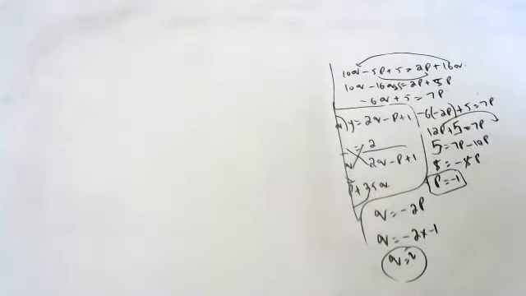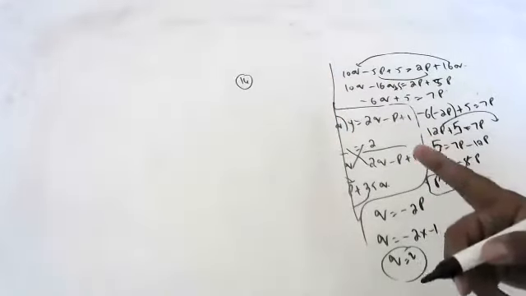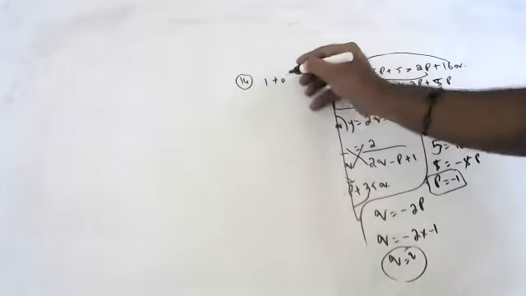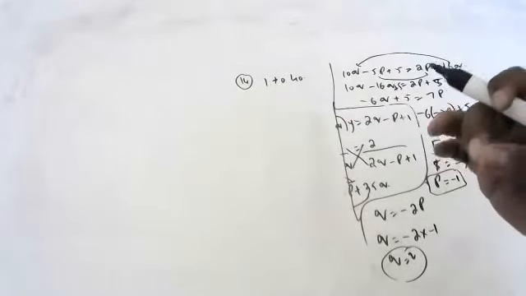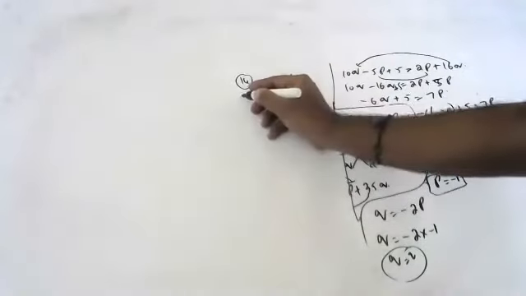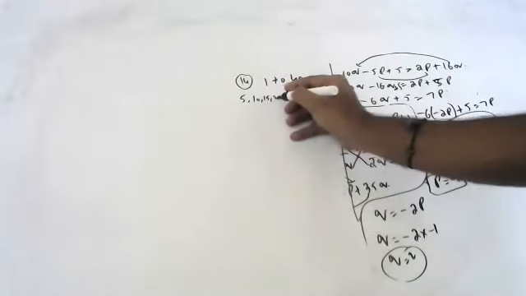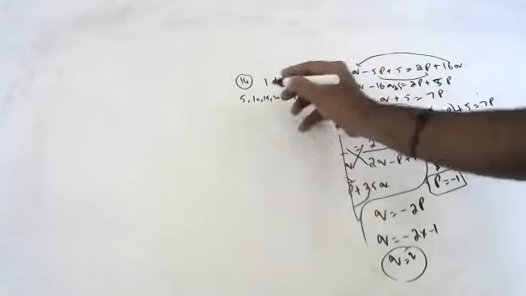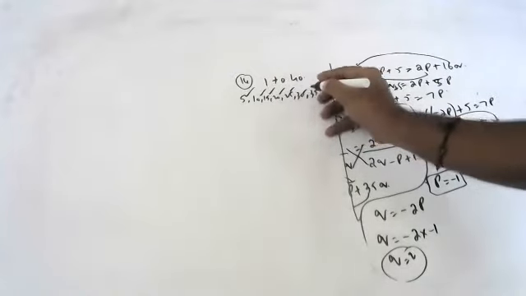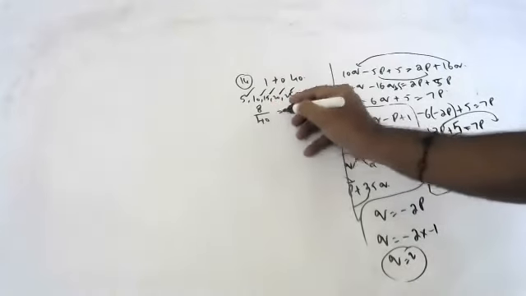Next question, children. One ticket is drawn at random from a bag containing tickets numbered 1 to 40. What is the probability that the selected number is a multiple of 5? 5 ones are 5, 5 twos are 10, 15, 20, 25, 30, 35, 40. How many are there? 8 will be there. So what is the probability of a multiple of 5? 8 by 40, that is 1 by 5.